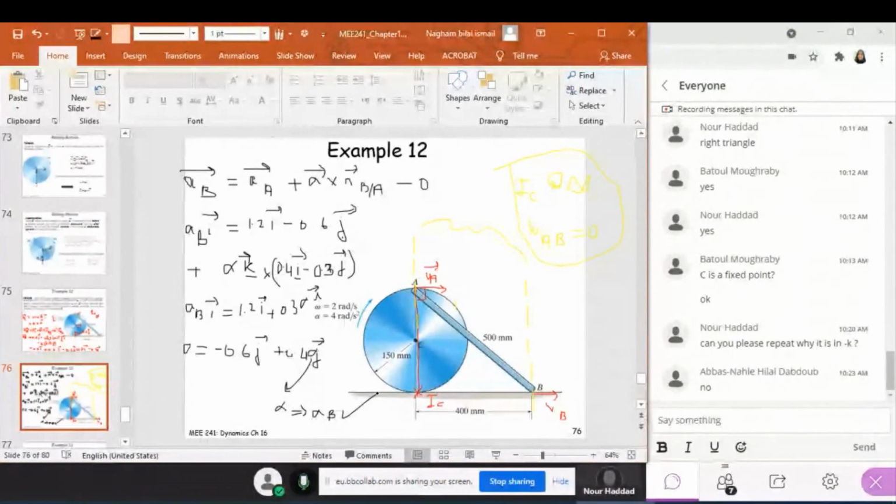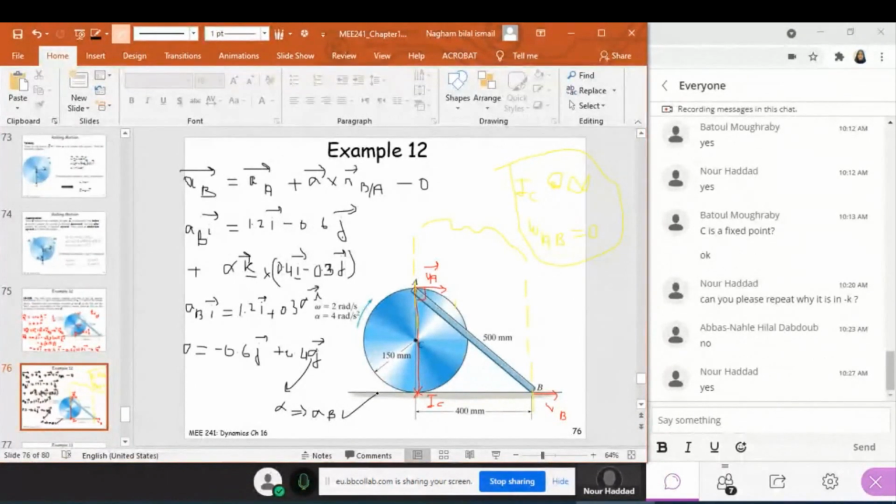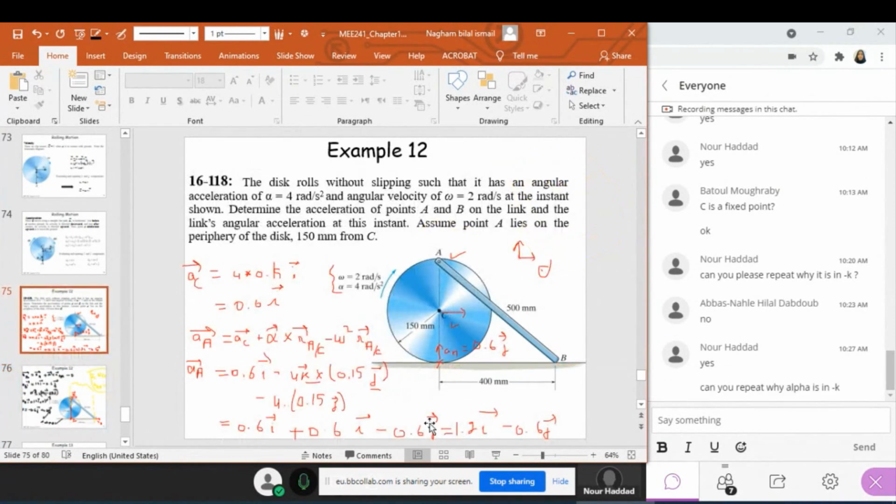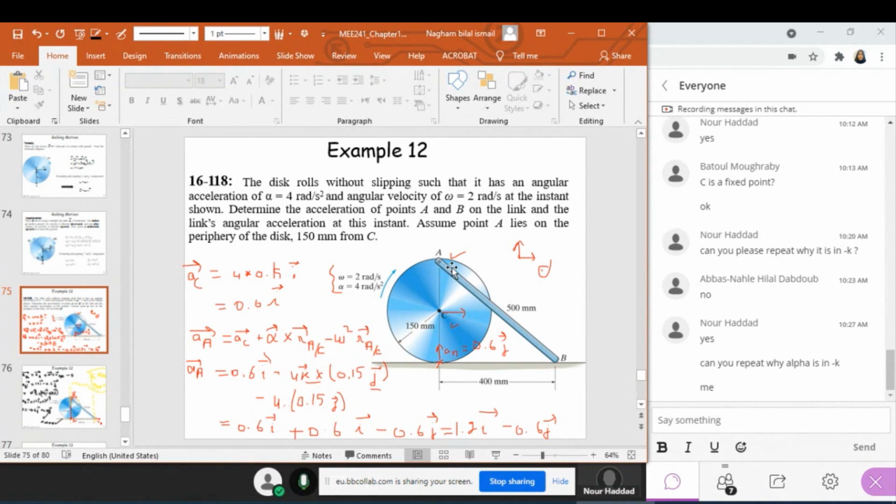All right, guys, any question? Any question, guys? No question at all? Noor, can you please repeat why it is in minus K? Okay, Noor, can you use your right hand rule to find what is the direction of K? If this is I to the right, J upward, then K will be towards me and not towards the screen.